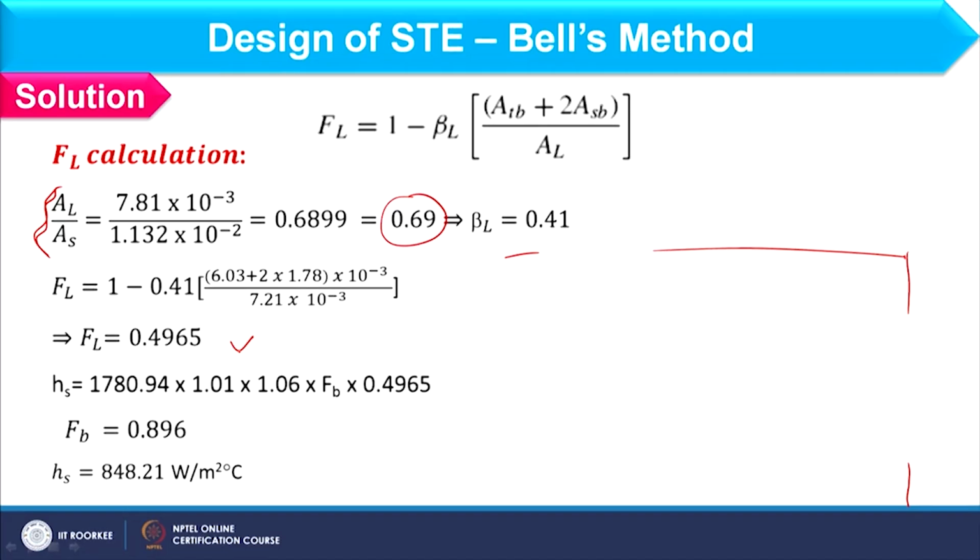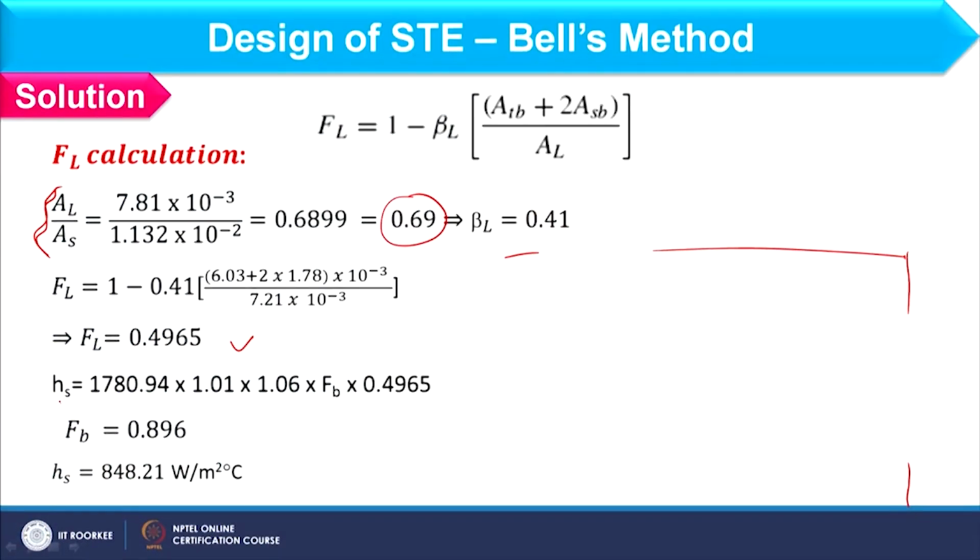Considering FN, FW, FB and FL values, you can find the heat transfer coefficient on the shell side by multiplying these with the HOC value, okay. So, you can consider HS as this. The FB value at NS equal to 4 you can find as 0.896, this we have already discussed. So, the heat transfer coefficient over the shell side is 848.21 watt per meter square degree Celsius. That is the heat transfer coefficient on the shell side.